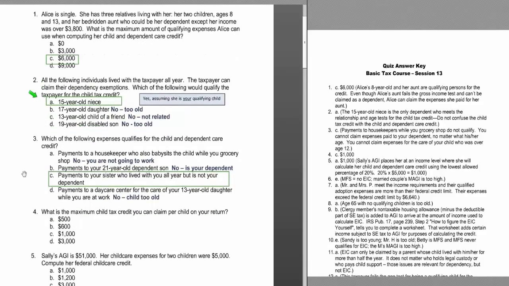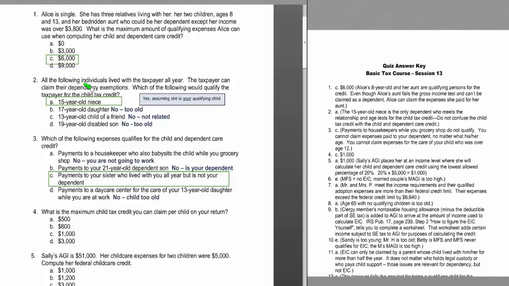Moving on with question number 2, all of the following individuals lived with the taxpayer all year. The taxpayer can claim their dependency exemptions. Which of the following would qualify the taxpayer for the child tax credit? Now, one of the things to be aware of when you're reading an exam question is to really pay attention to what the wording of the problem is saying. This first question up here is referring to the child and dependent care credit. The second question is referring to the child tax credit.